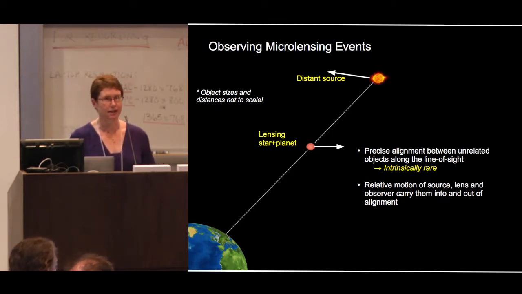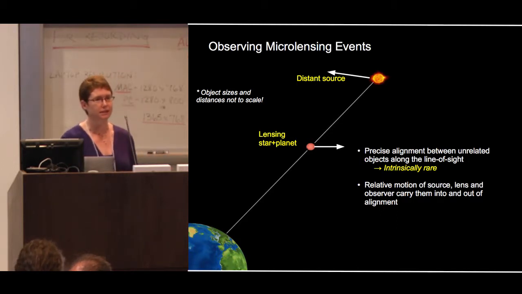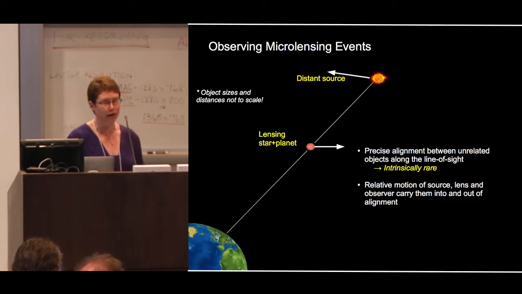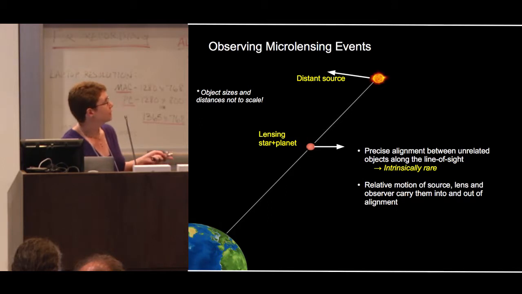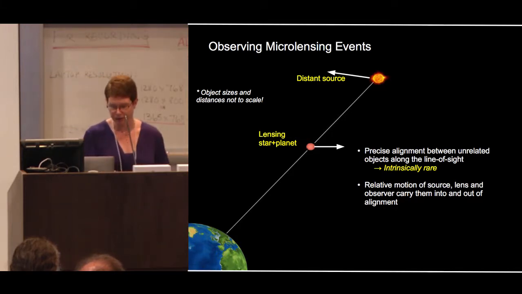A microlensing event occurs simply when two unrelated objects line up almost precisely along the observer's line of sight. This means, because the objects are physically unrelated, this is an intrinsically rare phenomenon. And it's the relative motion, or the relative proper motion, of both the lensing object in the center and the distant source that carries those objects into and out of alignment.